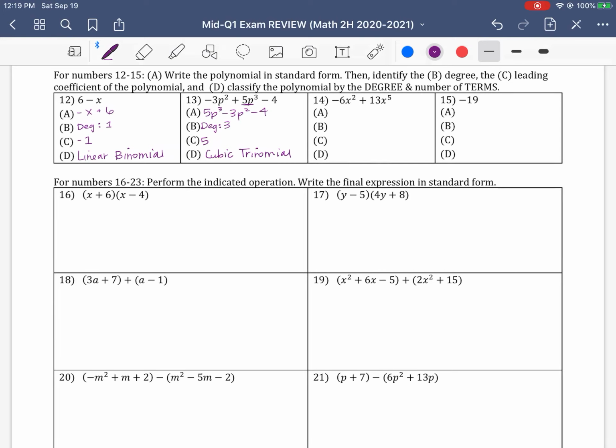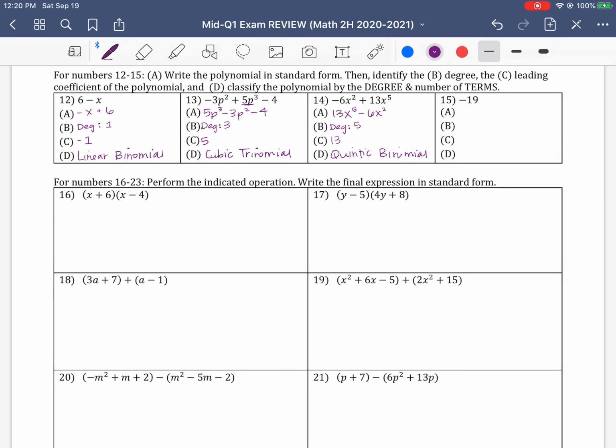Okay, 14 again just has these 2 terms, and the highest exponent is 5, so we're going to do the 13x to the 5th first, and then negative 6x squared gets to be the second term. That means that our degree is 5 in this case, and the leading coefficient, or the number leading the polynomial when it's in standard form, is 13. Degree of 5, remember we called that a quintic, and there's 2 terms, so again this one would be a binomial.